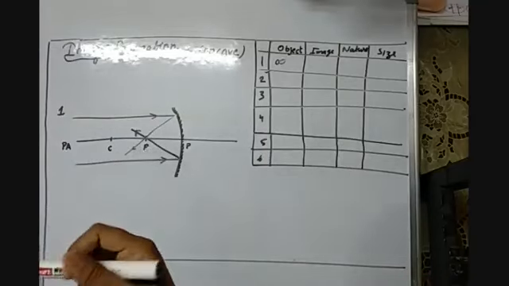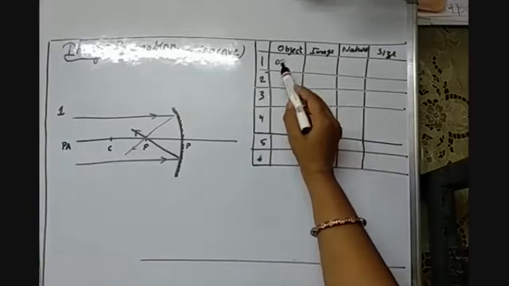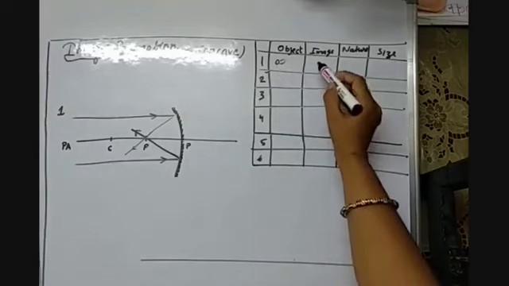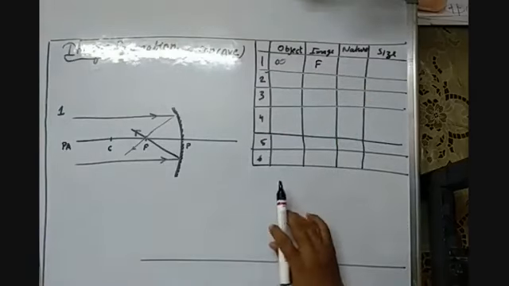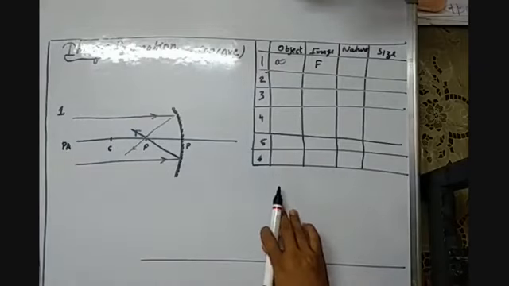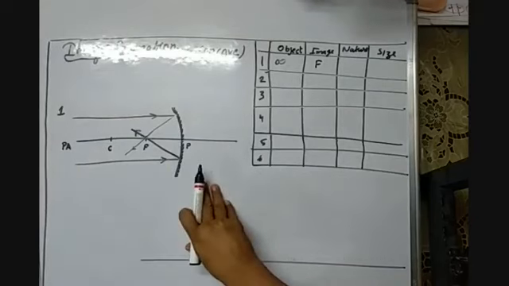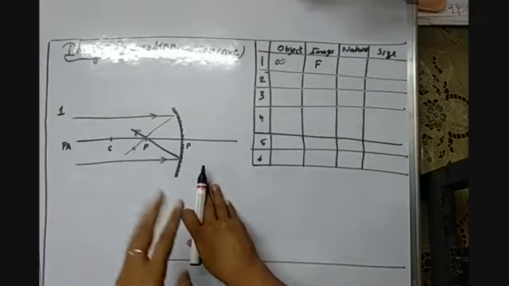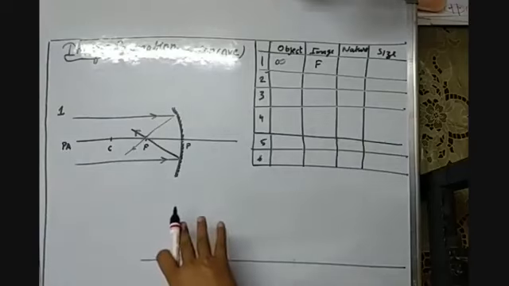Let us fill the table side by side: when we placed an object at infinite distance, we found that the image is formed at the focus. Now we have to tell whether the image is real or virtual, erect or inverted. So we have done one example, where we considered the sun as an object and we tried to obtain the brightest spot on a paper, which was actually the image of the sun.